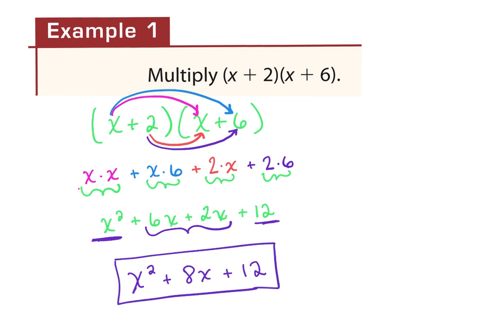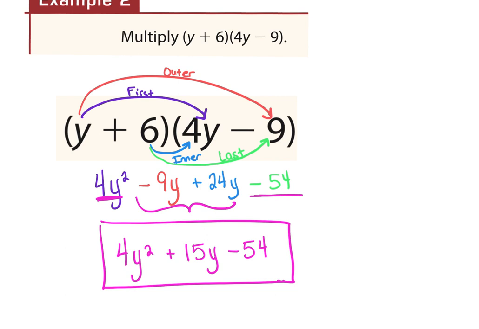We're going to do this a couple of times. All right, so when I do this one, first terms, y times 4y. That's going to give me my 4y squared. Outer, y times negative 9. Positive times a negative is negative 9y. Inner terms, 6 times 4. That's 24y. And last terms, 6 times negative 9. Positive times a negative is negative 54. Combine your like terms, make sure it is in standard form, and then you are done.